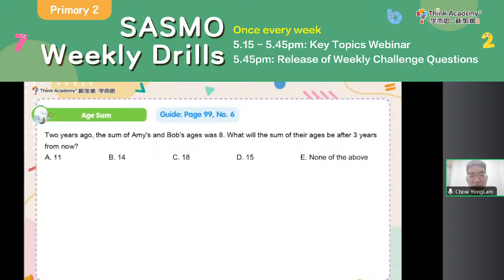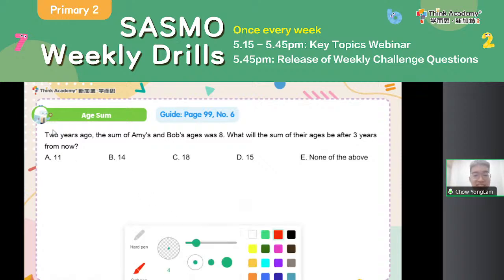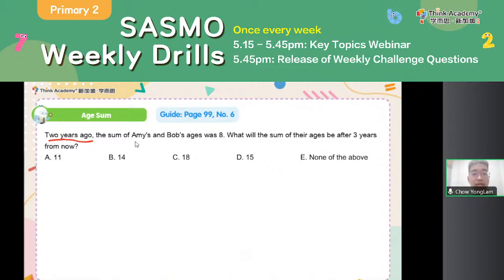And I'm going to show you using this question what are the 3 steps you need to solve a problem related to age sum. So let's see. 2 years ago, the sum of Amy's and Bob's ages was 8. Now, what will the sum of their ages be after 3 years from now? What is the sum? Okay, so please take note. This is on your page 99. I believe it's question 6. So 2 years ago, the sum is 8. How about 3 years from now? Let's have a look.